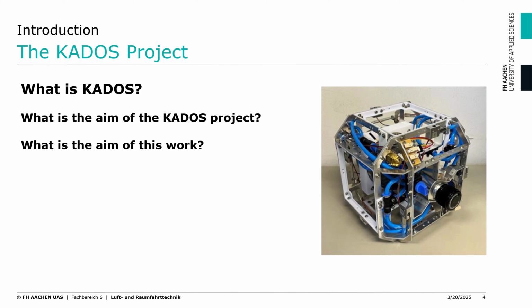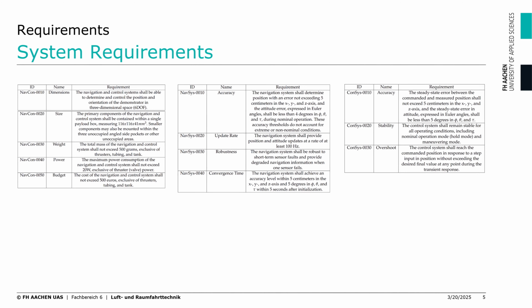The aim of the project is to develop a platform to facilitate the design and safe evaluation of subsystems for CubeSats, such as the navigation and control system. Within this work, the navigation and control system for the demonstrator will be designed, integrated, and finally tested. This page shows important design requirements for the navigation and control system.